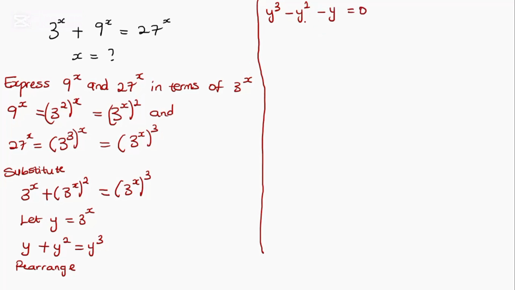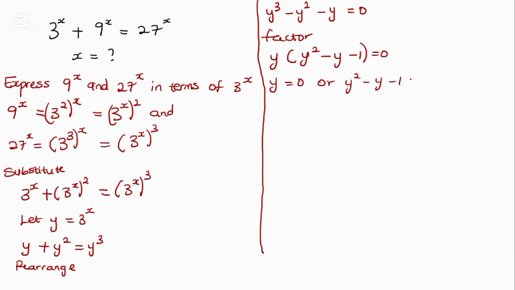Alright, now all we want to do is to factor the polynomial equation. Factoring this equation, we have y as a common term, so y times (y squared minus y minus 1) is equal to 0. So from this, if we solve the factored equation, we have that y is equal to 0, or y squared minus y minus 1 is equal to 0. We can easily solve this equation by making use of the quadratic formula. So we're going to solve y squared minus y minus 1 using the quadratic formula.